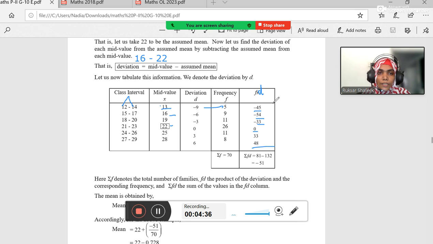Now we need to get the totals. We add all the negatives together: 45 plus 54 plus 33. Sorry, that's not negative 81. This one added will give us a positive 81, but the negatives would give us a negative 132. 45, 5 plus 4 is 9, 9 plus 3 is 11.